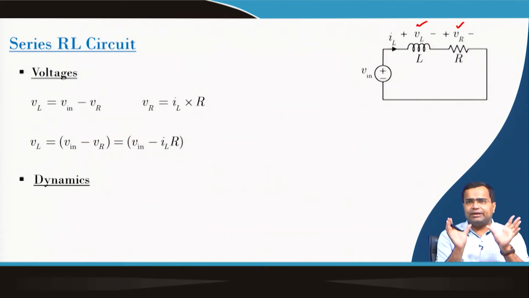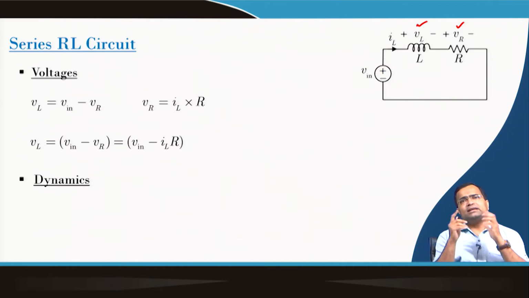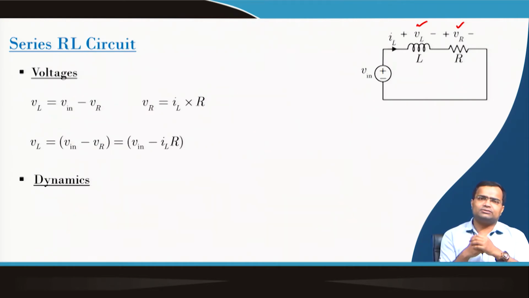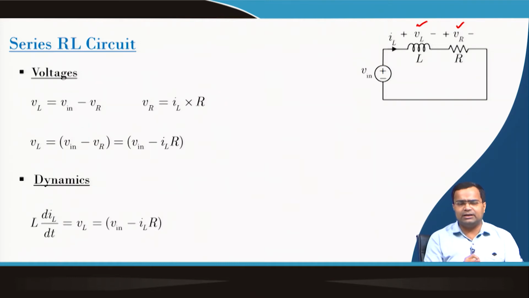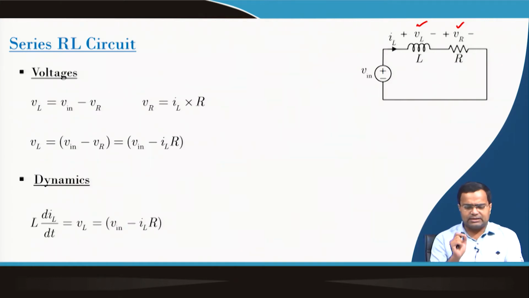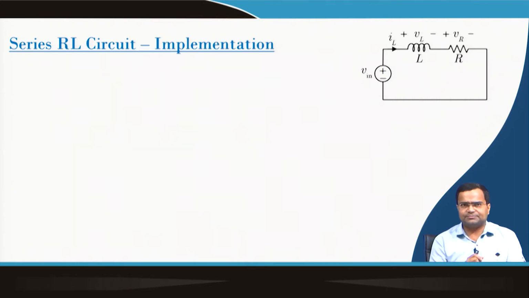Now, these are the equations of voltages, and since it has one storing element, naturally it will have dynamics and it will be first order. It is a first order system. That means a first order differential equation, which is L dIL/dt, that is nothing but VL, the voltage across the inductor, that is nothing but input voltage minus the voltage drop across the resistance.